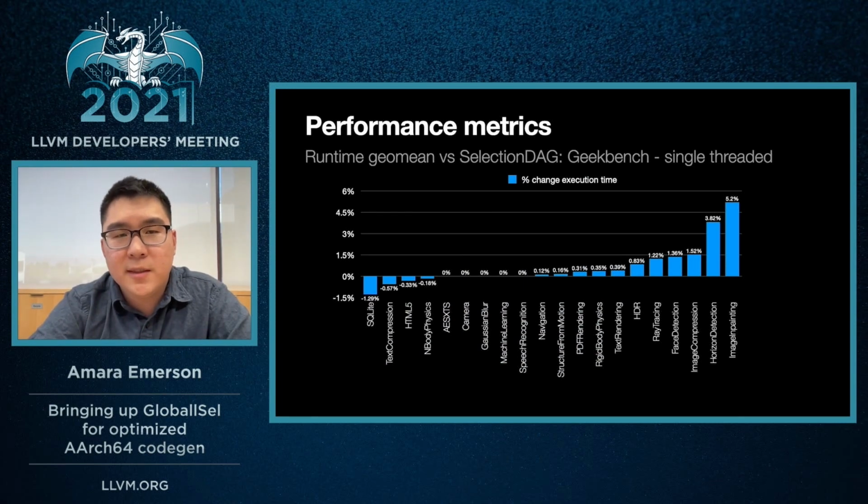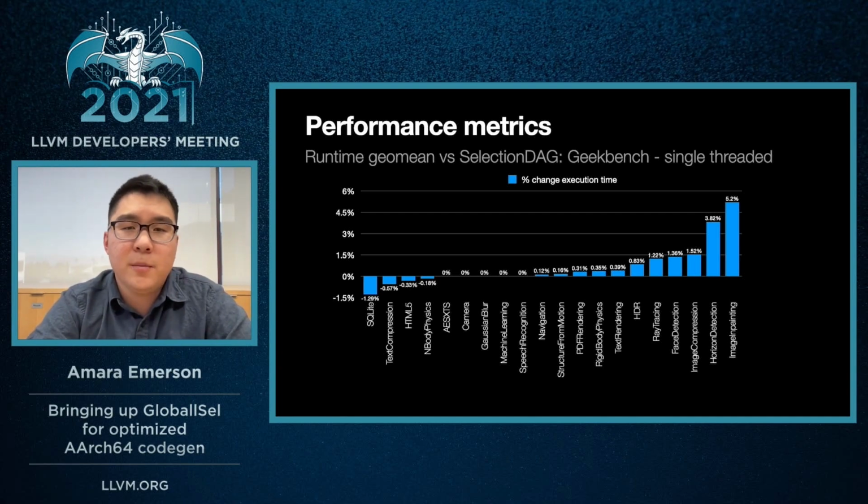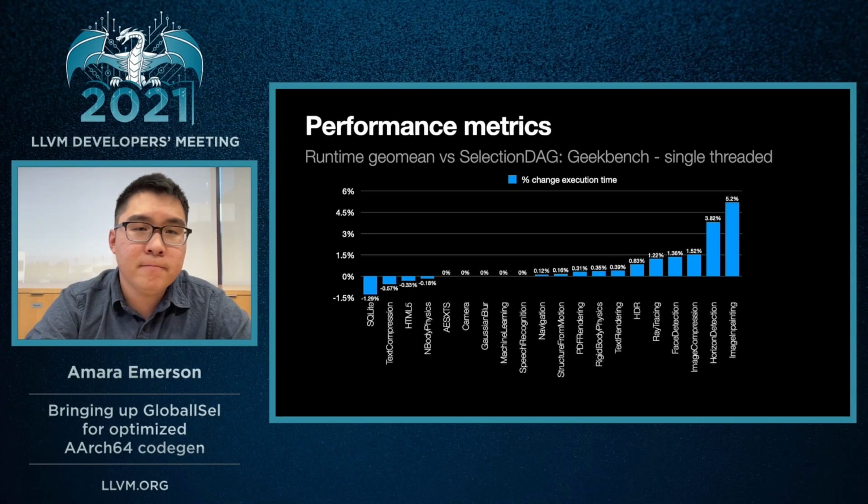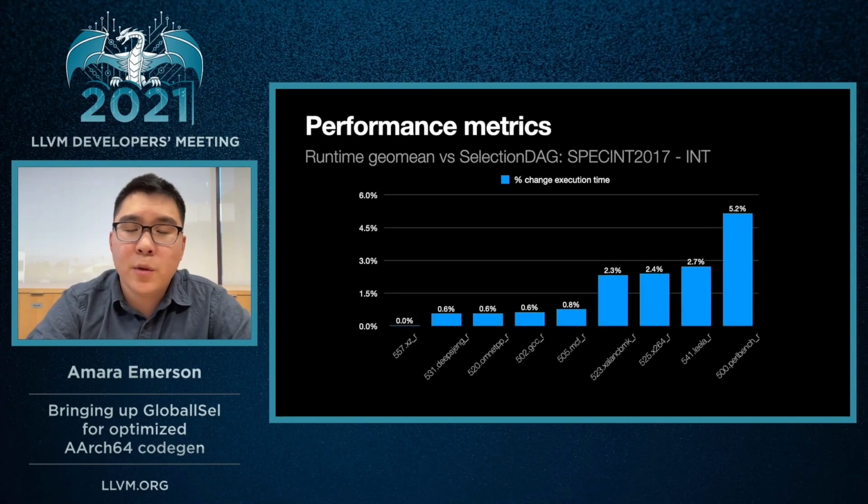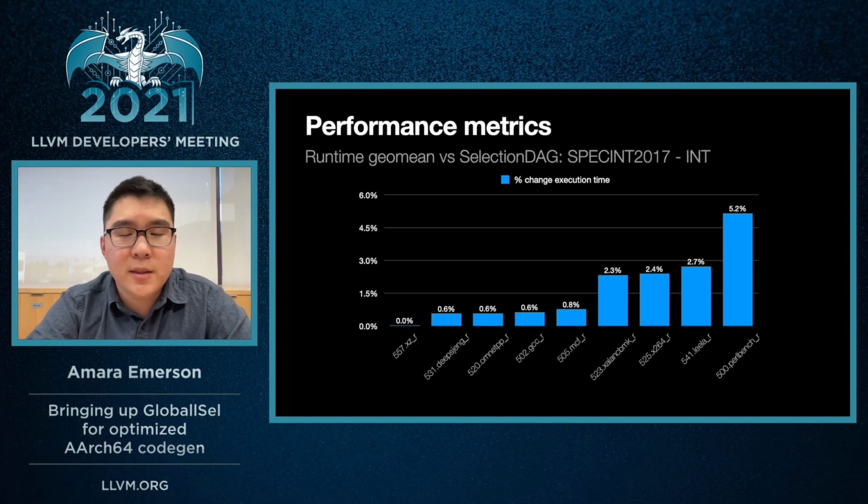Now let's look at runtime performance in a little more detail. This chart is showing the performance versus SelectionDAG on Geekbench single-threaded. As you can see, most of the sub-benchmarks are showing within roughly 1 to 2%. However, we do have 1 or 2 outliers here with larger regressions than that. On the other hand, we do have 1 or 2 performance improvements as well. So the picture is mixed, and we plan to address the regressions in the near future. On SPEC 2017, we also have some runtime regressions as well. However, we haven't spent any effort yet in actually understanding what's going on in SPEC 2017, since we've recently started running it.